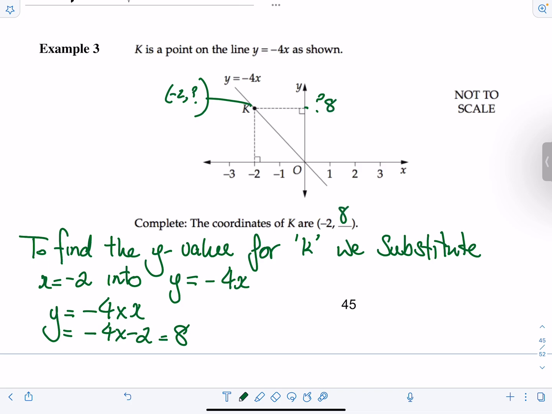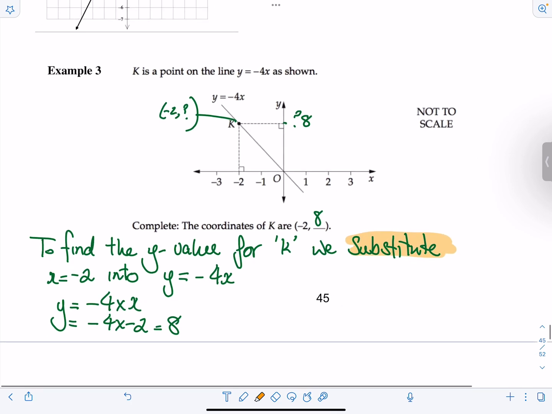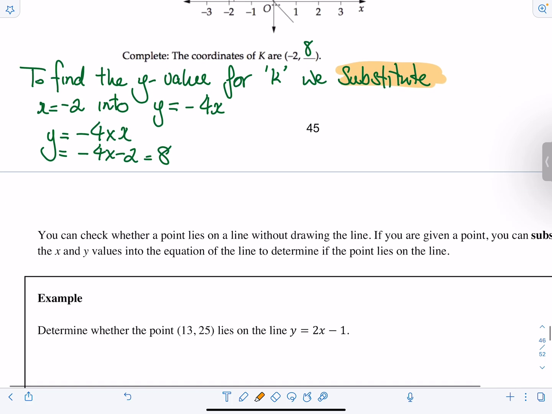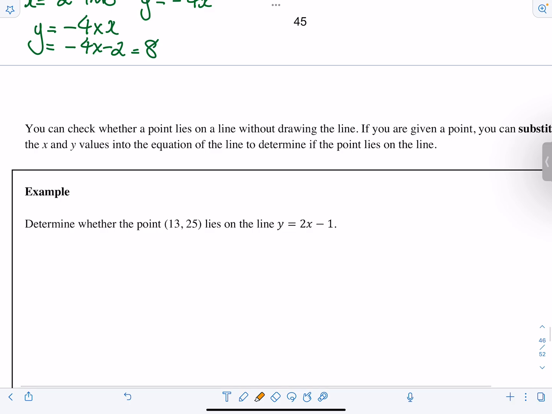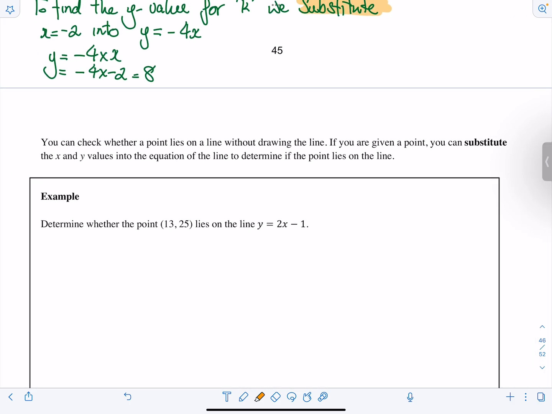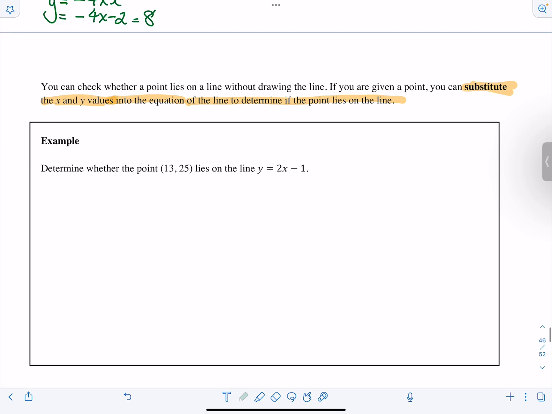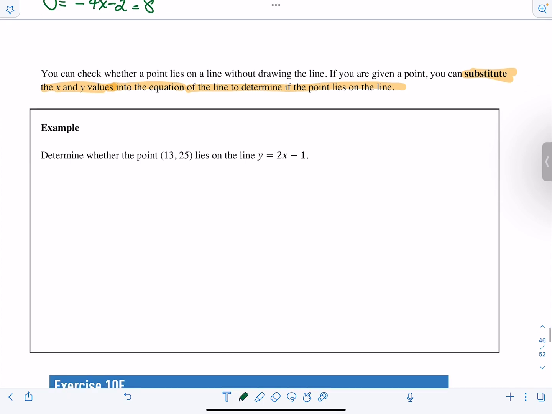Okay, so substitution is a key skill that you do when you're finding missing values. You can check whether a point lies on the line without drawing a line. If you are given a point, you can substitute the x and y values into the equation of the line to determine if the point lies on the line. So determine whether the point 13 and 25 lies on the line y equals 2x minus 1.